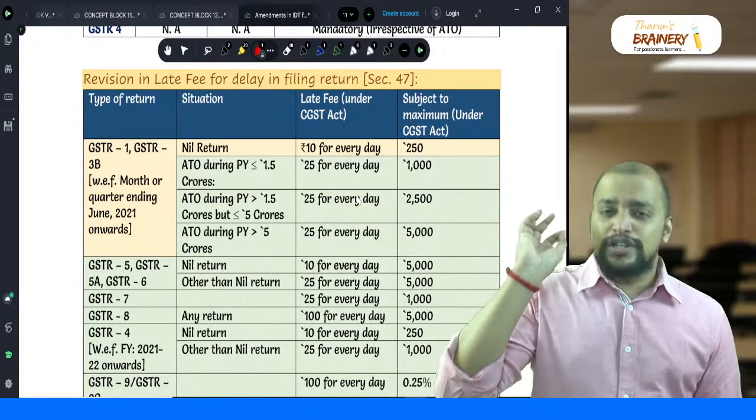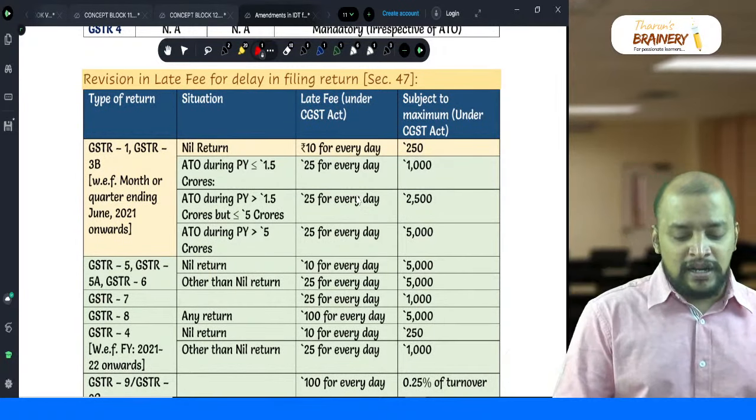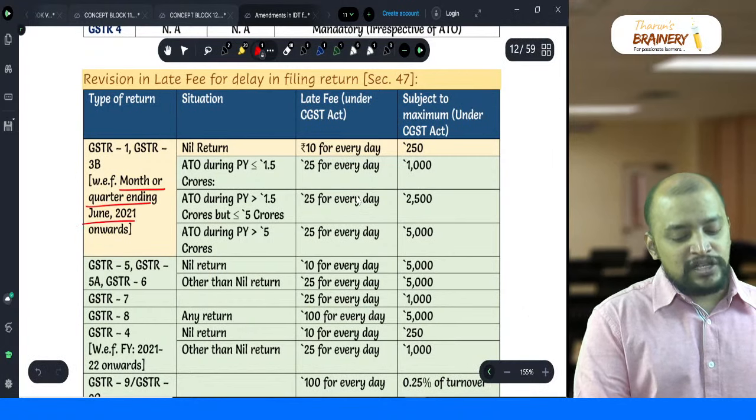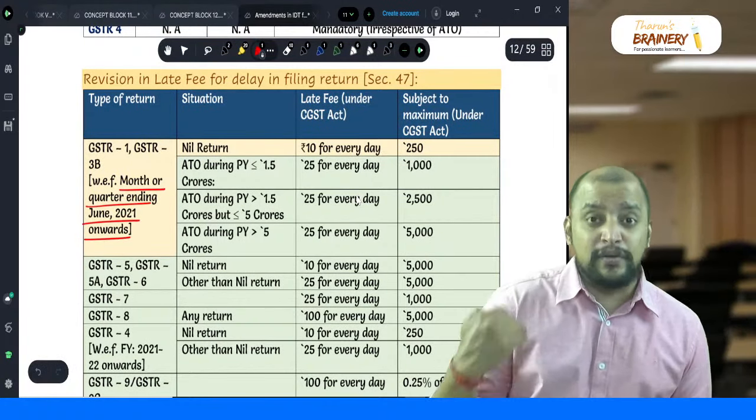Okay, so you need to remember this at any cost, and this is applicable for the month or quarter ending June 2021 onwards.